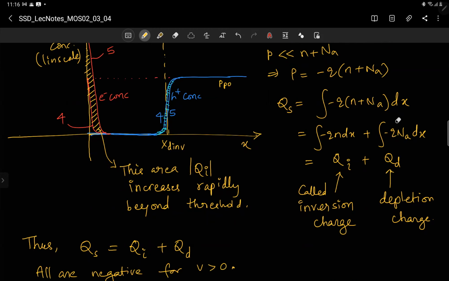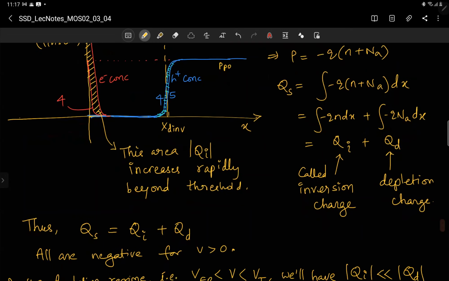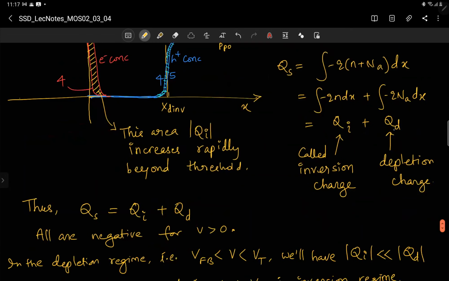So the integration of electron concentration, I denote it as Qi. And the integration of background ionized acceptor charge, I call it Qd, which we have seen earlier already. So this is nothing but depletion charge. What I mean by depletion charge is the charge due to ionized acceptors. And the concentration of electrons gives rise to some charge, and I call it inversion charge.